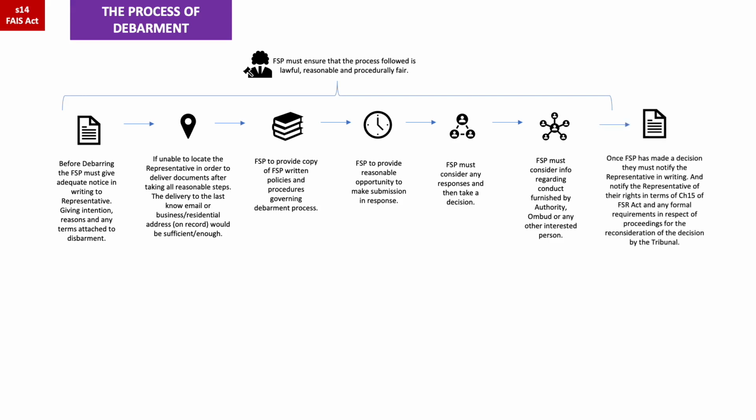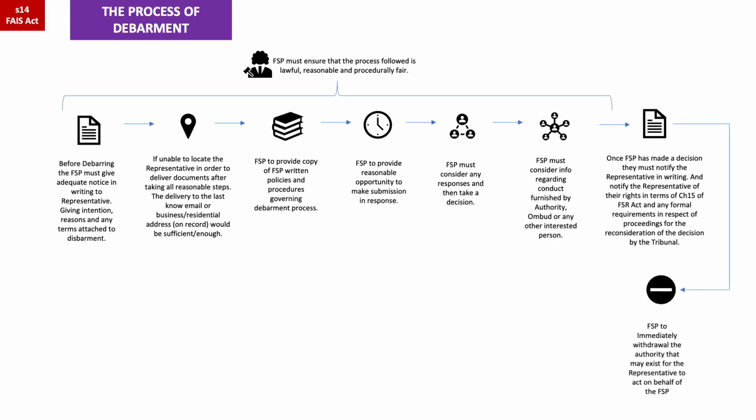Once the FSP has made a decision, it must notify the representative in writing. It must also notify the representative of their rights in terms of Chapter 15 of the FSR Act to take the decision to the tribunal, and any formal requirements in respect of the proceedings for the reconsideration by the tribunal.